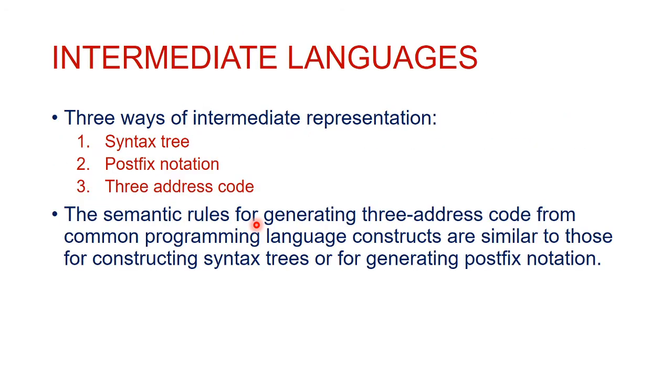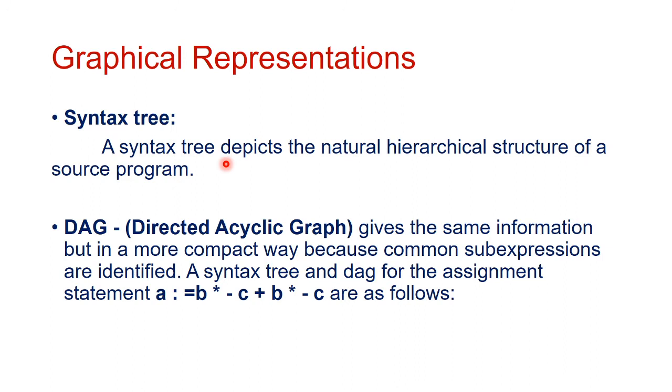What are the ways of representing these intermediate languages? There are three main ways. One is syntax tree, postfix notation, and three address code. We all are familiar with syntax tree and postfix notation. We know that the abstract syntax tree is the output of parsing. And in our data structures, we all know to write the postfix representation for any expression. So let us see an example.